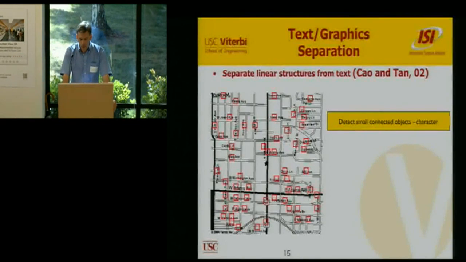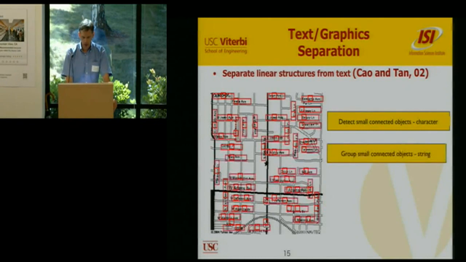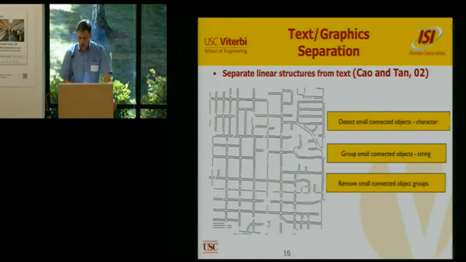So to do that, we essentially look for these small connected objects, which tend to be the characters. And this is from the obvious property, which is, road lines tend to be long and connected, and characters are going to be relatively short. And so we're going to look for all the characters and group these into connected objects, which are essentially the text strings on the map. They may also be the symbols on the map. Once we pull those out, we can remove these connected objects, and we're left with the road layer.